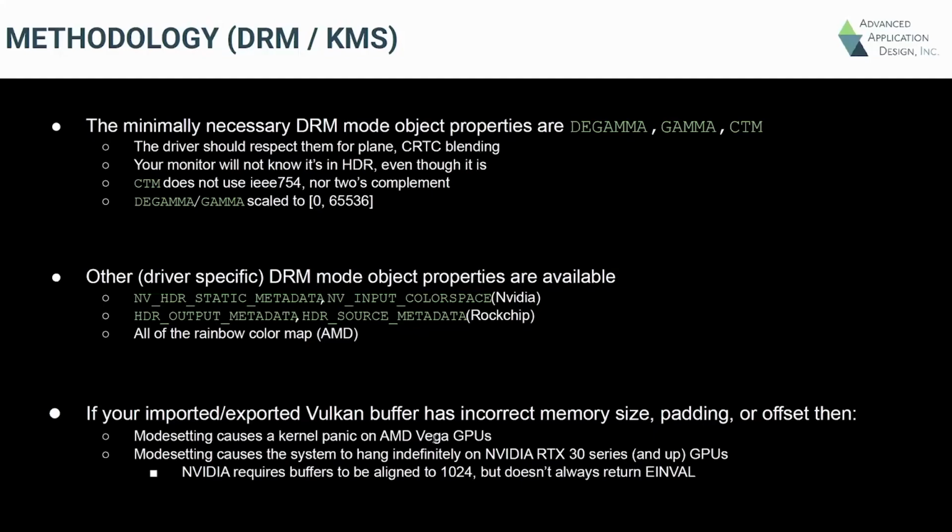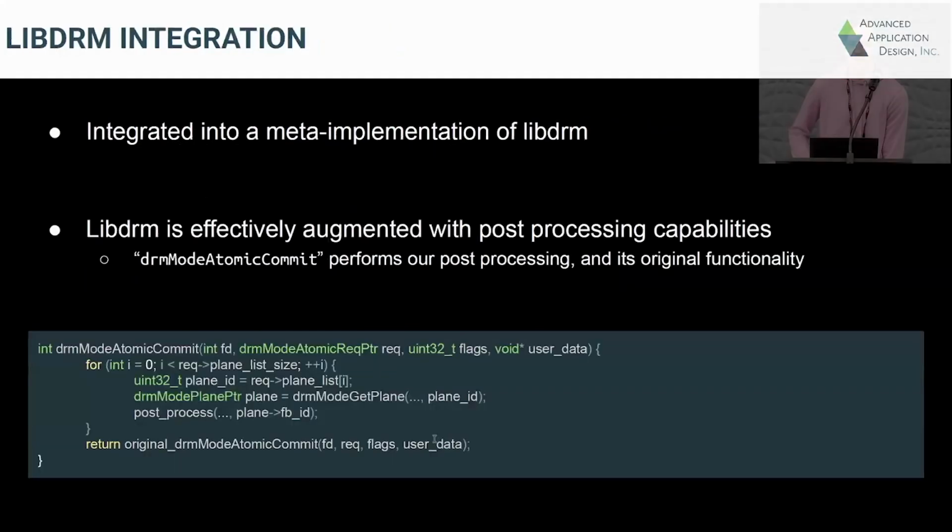There are driver-specific DRM mode object properties you can use to tell your monitor it's HDR, but as I said, they're driver-specific. i915 does not have any, which is annoying. And then the last thing I want to say is when you are importing and exporting Vulkan buffers for use in scanout with DRM and KMS, you have to be really careful your sizing information is relayed correctly. If it is not, you theoretically can get overflow on the GPU when going to scanout, which has a bunch of fun undefined behavior that I've dealt with.